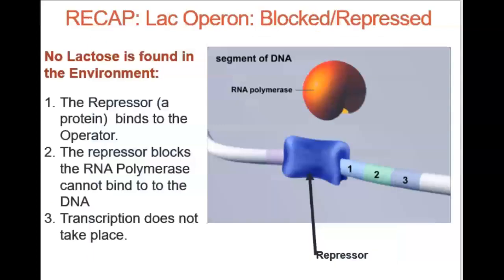So, a recap. If the lac operon is blocked or repressed, there's no lactose in the bacterial's environment. The repressor binds to the operator. The repressor blocks the RNA polymerase, it cannot bind to the DNA, and transcription will not take place.